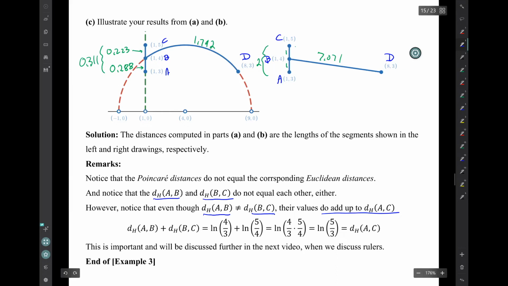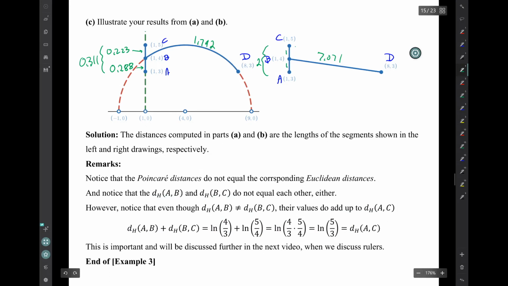That makes sense because if I look at the formulas for those distances, the distance from A to B is this, the distance from B to C is that, and when I add those up and use a rule of logarithms, I get this, which is this, which is the distance from A to C.